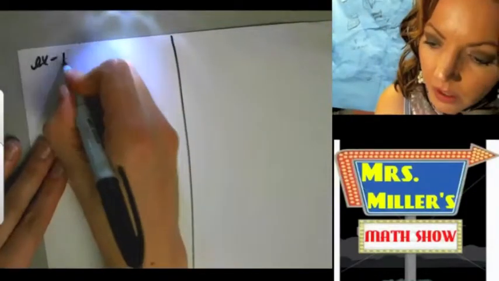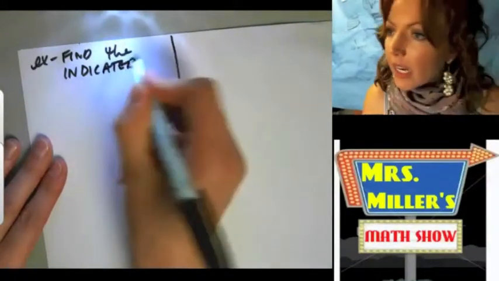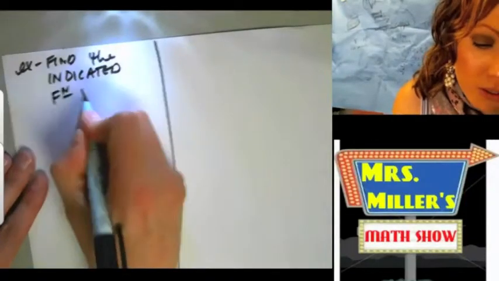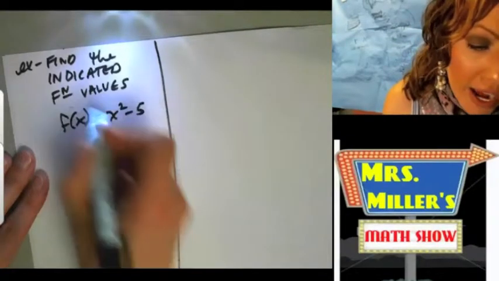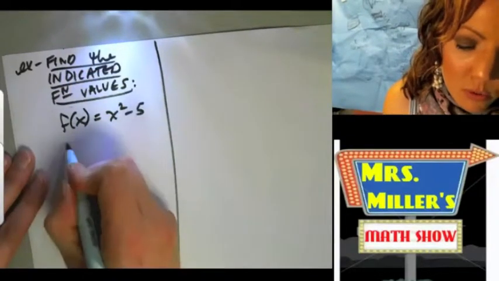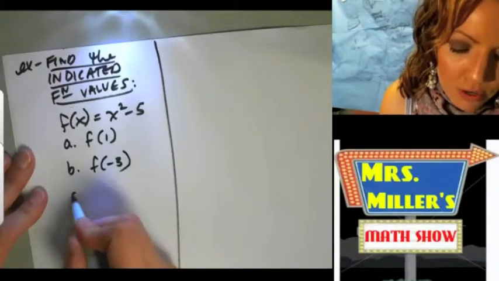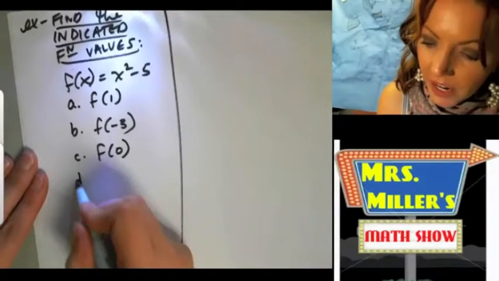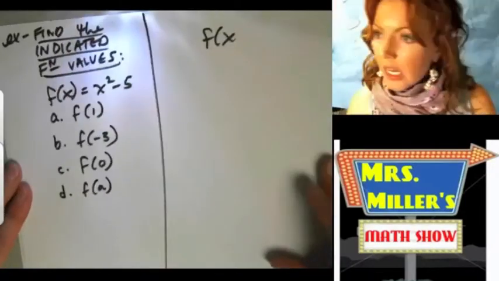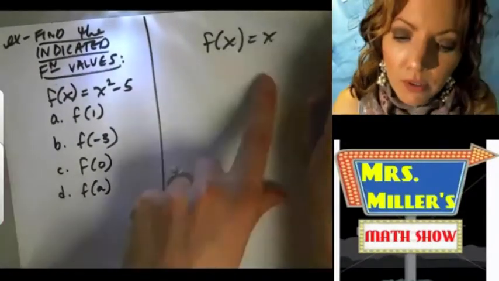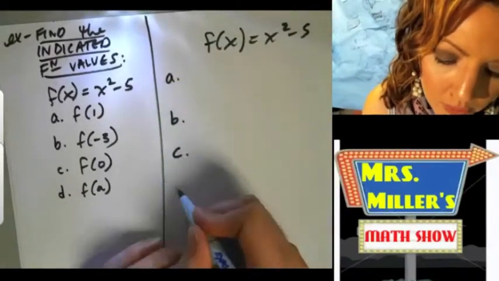Find the indicated function values. Super easy. No overcomplicating. So we are given f of x equals x squared minus 5. Find the indicated function values. We want to find f of 1, f of negative 3, f of 0, and f of a. So again, f of x equals x squared minus 5. We do not need a lot of room here, you guys. Don't worry about leaving a bunch of room.